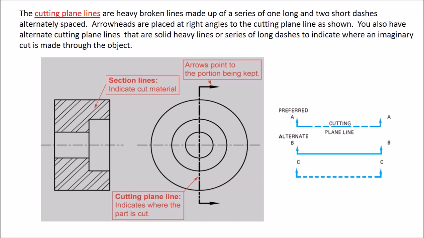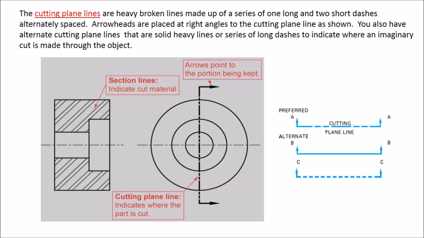Arrowheads are placed at right angles to the cutting plane lines shown. Alternate cutting plane lines are a solid heavy line or a series of long dashes. The purpose of a cutting plane line is to indicate where an imaginary cut is made through an object. The arrow points to the direction in which the section should be viewed.